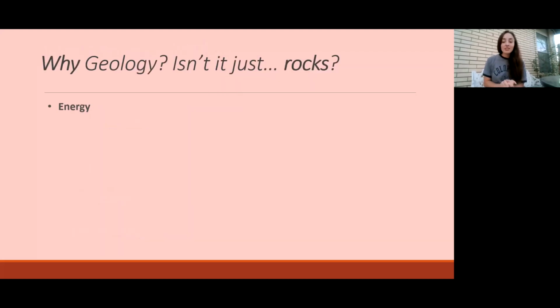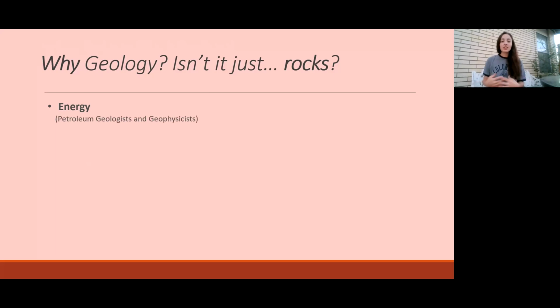Now, geology. This is a field of science. A lot of people might just think you're a geologist, you do rocks. That's what I get all the time, and I'm sure a lot of people do. But no. So you might know there are some uses to geology and geologists and what we study. For one, energy. You probably have heard that, oil and gas.